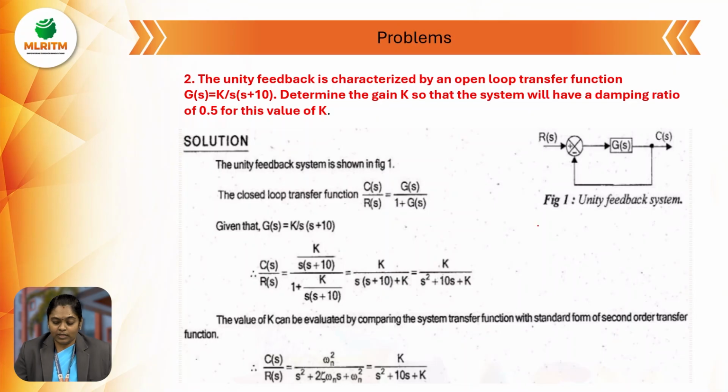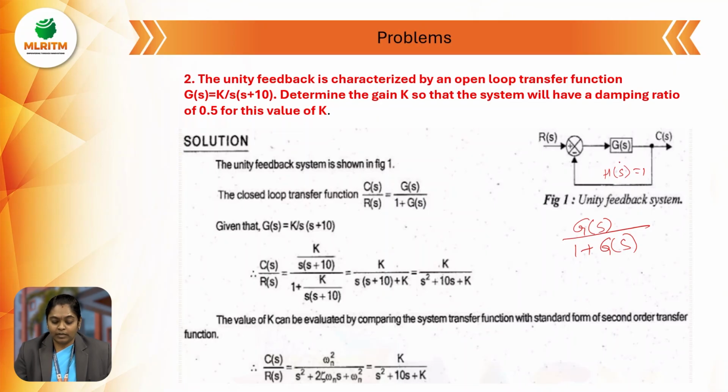Similarly, if you see this figure, here the open loop transfer function is G(s) and there is a feedback path. This feedback path value H(s) is equivalent to 1. As we know, in order to eliminate this feedback path, the overall transfer function can be written as G(s) by 1 plus G(s)H(s), where H(s) is 1.